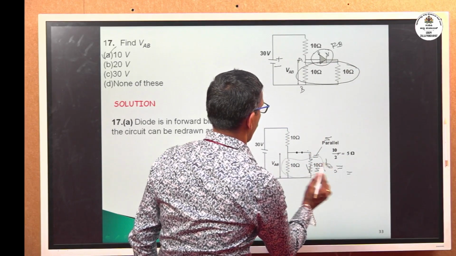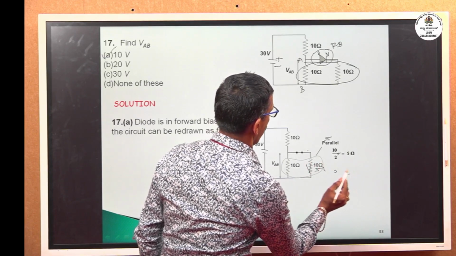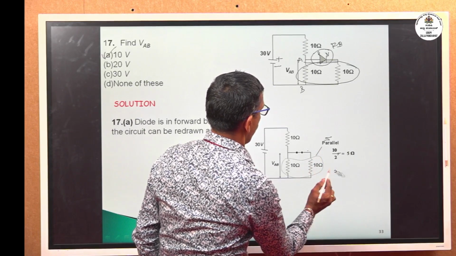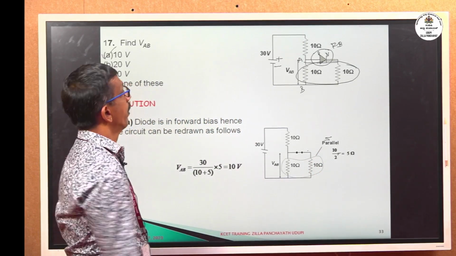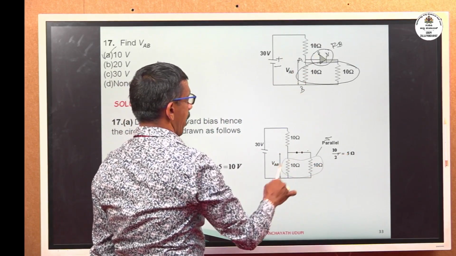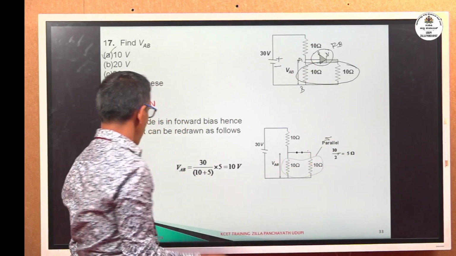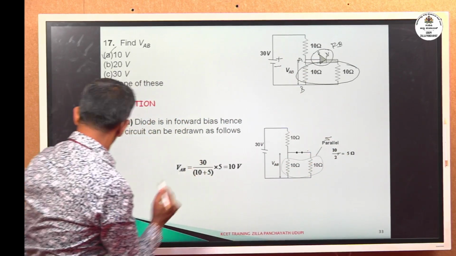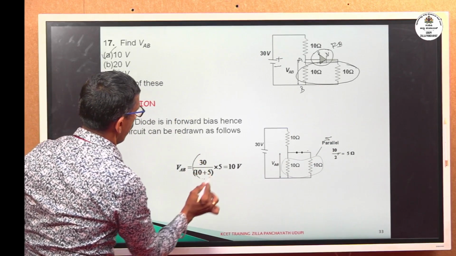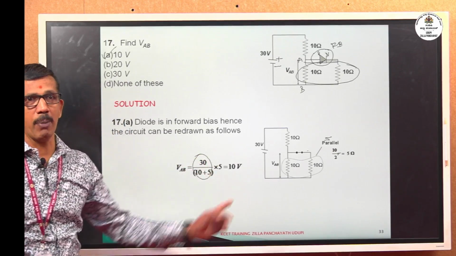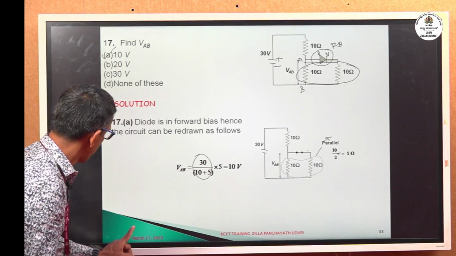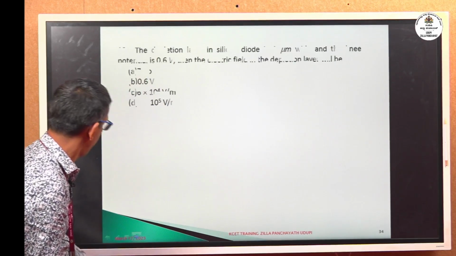Just see the circuit. As the diode is forward biased, short it, simplify, find R_P, find the total resistance, and this is the current. This is nothing but the current into the resistance of the parallel combination. We will get 10 volt. Next, move on to the next question.